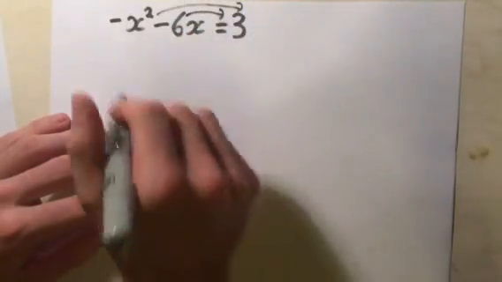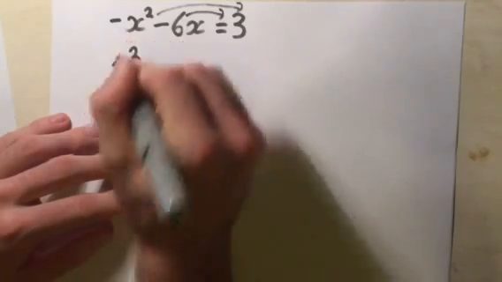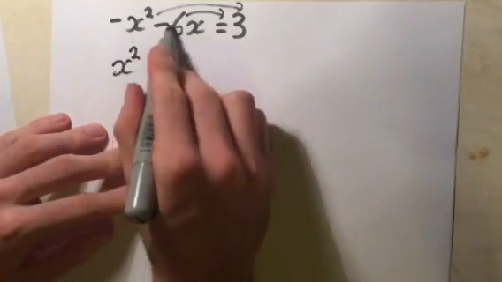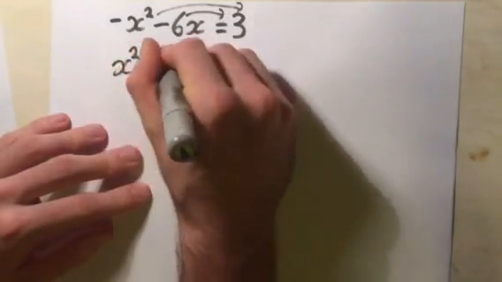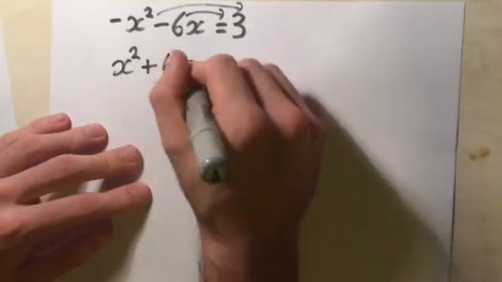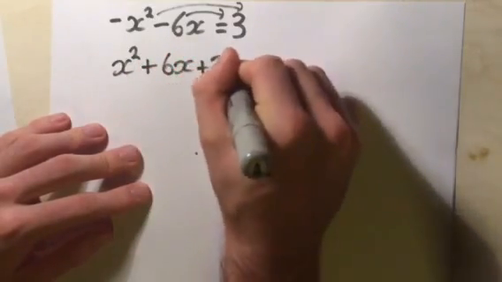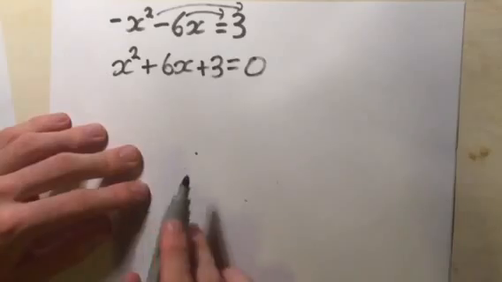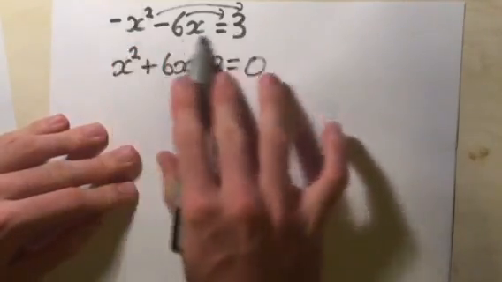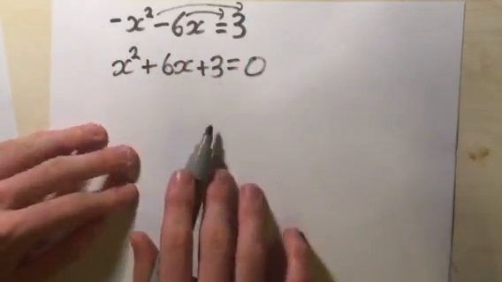To move the minus x squared, it becomes plus x squared. And because we're moving the minus 6x, we have to plus the 6x, and 3 is still on that side, so the 3 is still there. So this is just another way of rewriting this so that we can use the quadratic formula.